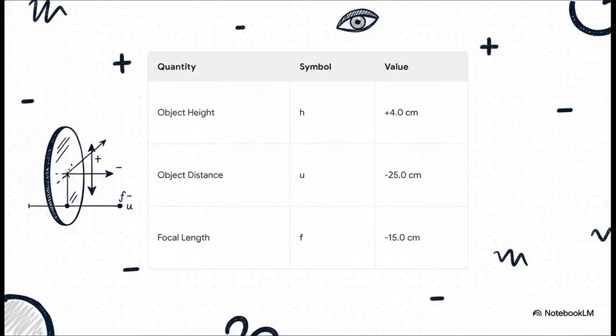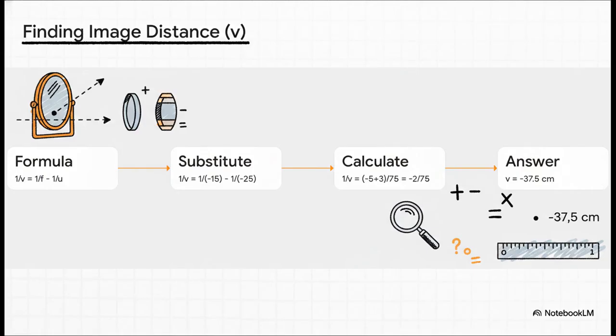Okay, the first and most crucial step in any numerical is to list down all the given quantities with their correct signs. So the object height h is placed upright above the axis, so it's plus 4.0 centimeters. The object distance, u, is on the left, so it's minus 25.0 centimeters. And for a concave mirror, the focus is also on the left, so the focal length f is minus 15.0 centimeters.